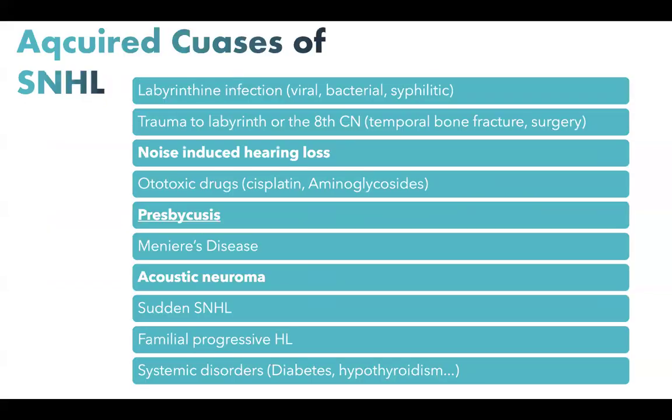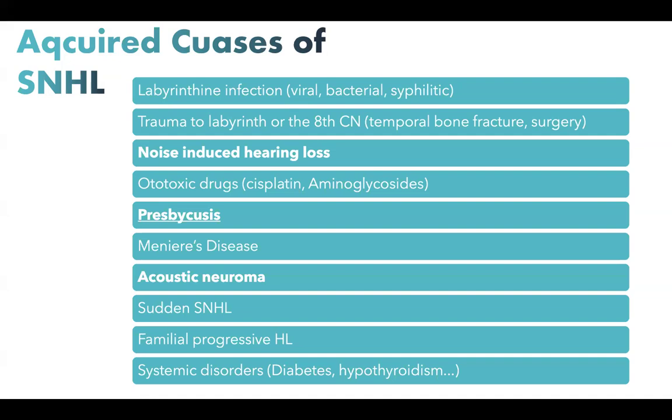Now, the acquired causes of sensorineural hearing loss. There are labyrinthine infections, viral, bacterial, or syphilitic, and trauma to the labyrinth or the vestibulocochlear nerve, due to temporal bone fracture or surgery. Number 3, noise-induced hearing loss. We could do a lecture later on which noises are approved or not very dangerous, that people can be exposed to for a long time without affecting their hearing.